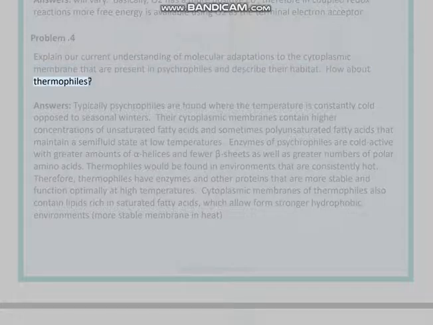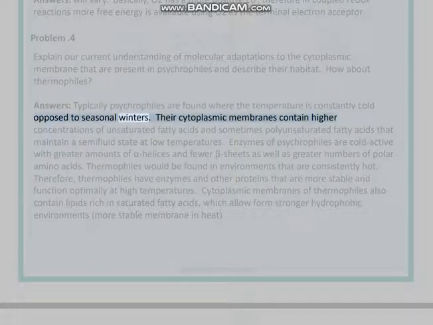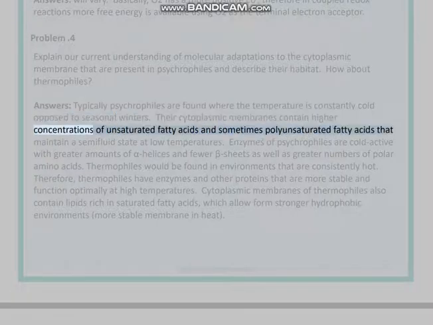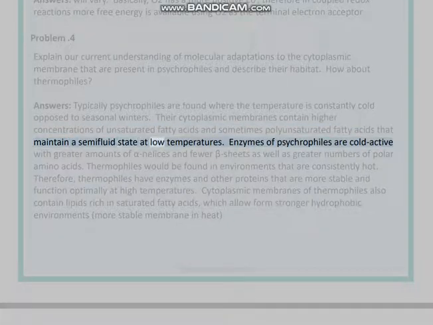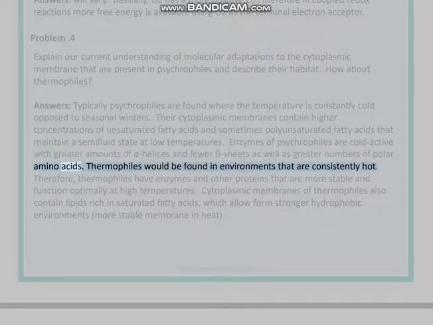How about thermophiles? Answers. Typically, psychrophiles are found where the temperature is constantly cold as opposed to seasonal winters. Their cytoplasmic membranes contain higher concentrations of unsaturated fatty acids and sometimes polyunsaturated fatty acids that maintain a semifluid state at low temperatures. Enzymes of psychrophiles are cold-active with greater amounts of alpha helices and fewer beta sheets, as well as greater numbers of polar amino acids.